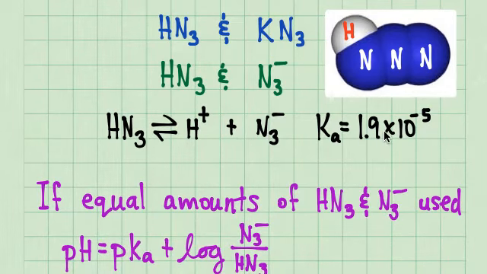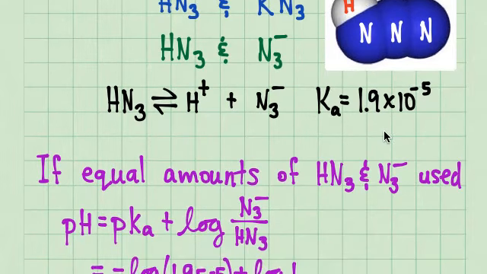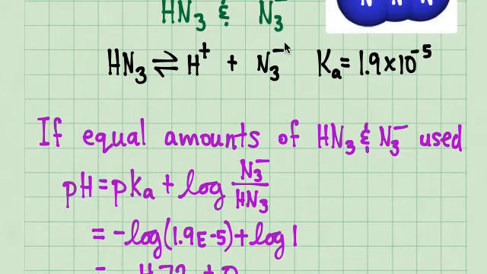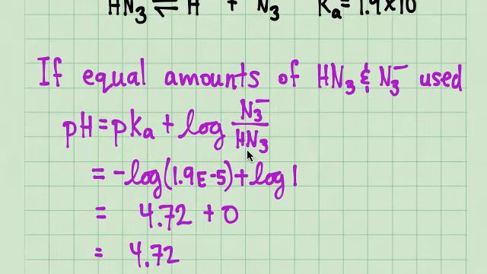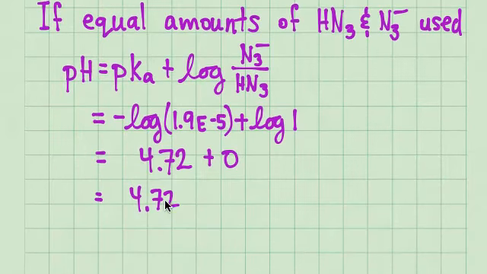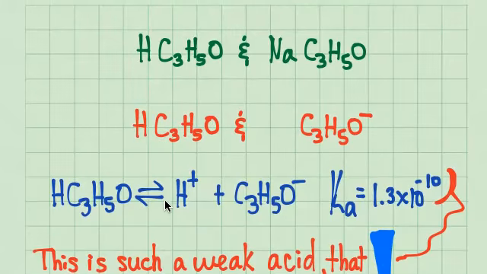I have a Ka value for that. I looked it up in the table. And if I had equal amounts of the acid and its conjugate base, then again, this is the same as this. The log of 1 is 0, and I have my pH equal to my pKa, which is the negative log of the Ka value. That looks very, very, very similar to what I just did.